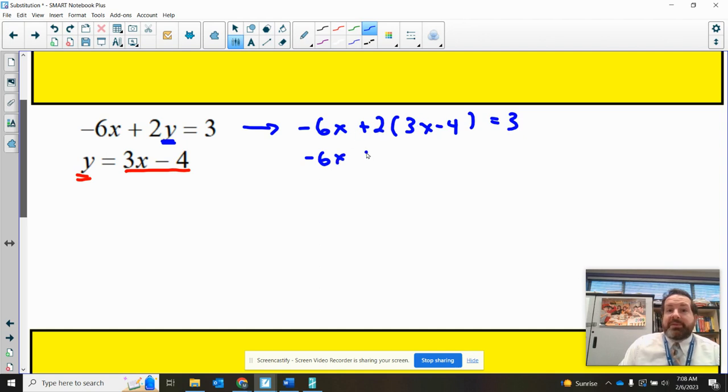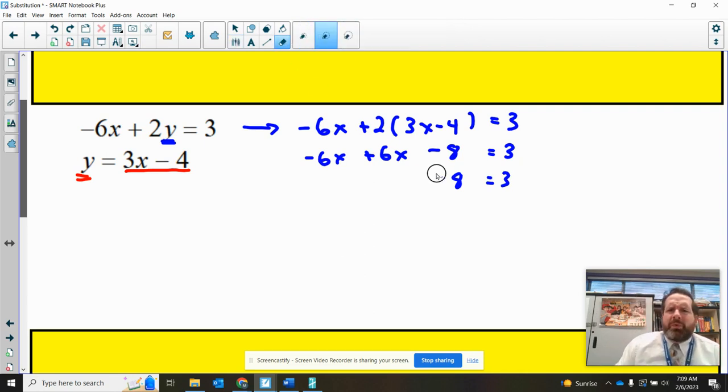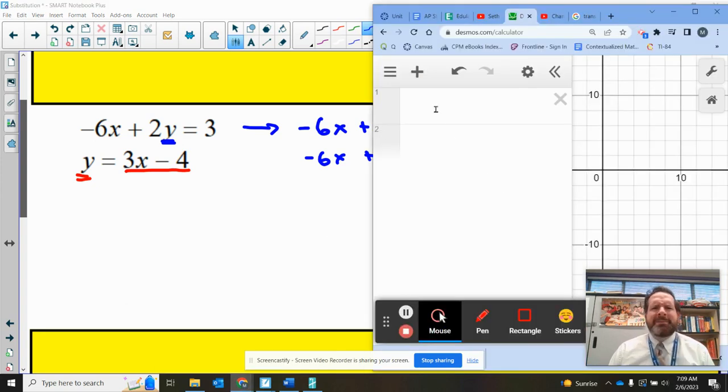Simplify, so the 2 times the 3x, the 2 times the -4. Right now, just simplifying, so -6x plus 6x, that's 0 x's, so no more x's are left. I've got -8 equals 3. So I'm at a point where there are no variables left, and I've got an equation that doesn't make any sense. Let's take a look at a graph and see what's going on. Something seems to be a little bit funny.